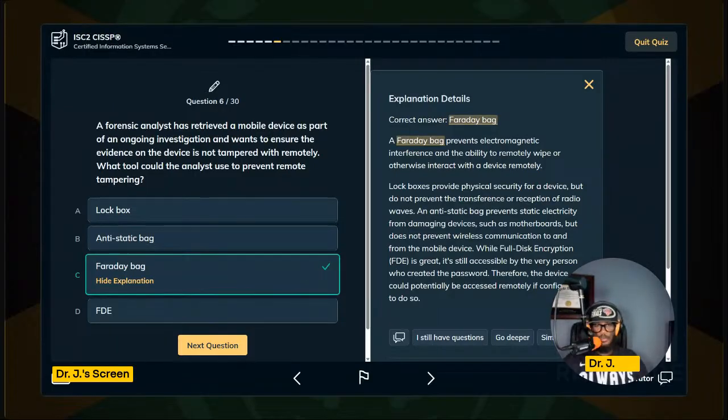Yeah, Faraday bag prevents electromagnetic interference and the ability to remotely wipe or otherwise interact with a device remotely. Lock boxes provide physical security for a device, but do not prevent the transference or reception of radio waves. An anti-static bag prevents static electricity from damaging devices such as motherboards, but does not prevent wireless communication to and from the mobile device. Now, while full disk encryption is great, it's still accessible by the very person who created the password. Therefore, the device could potentially be accessed remotely if configured to do so.